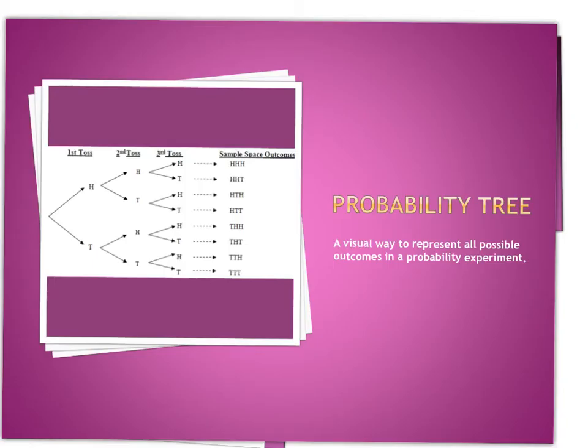We can list all of the possible events and all outcomes that are present in what's called a probability tree. And a probability tree is just a visual way to represent all possible outcomes. And what generally happens is these events or these outcomes are independent. And we'll talk more about that later, but independent just means that one event will not affect another.